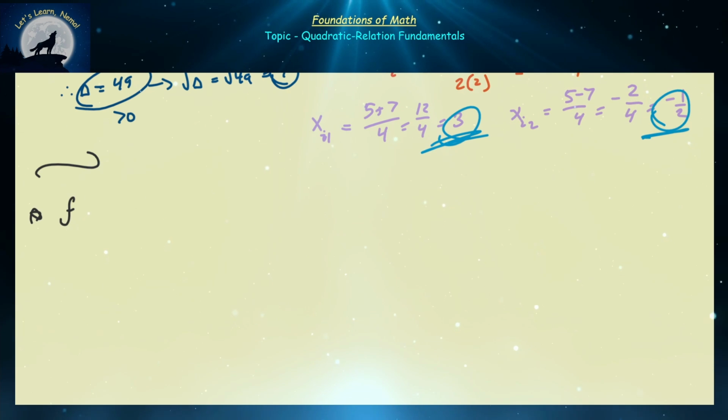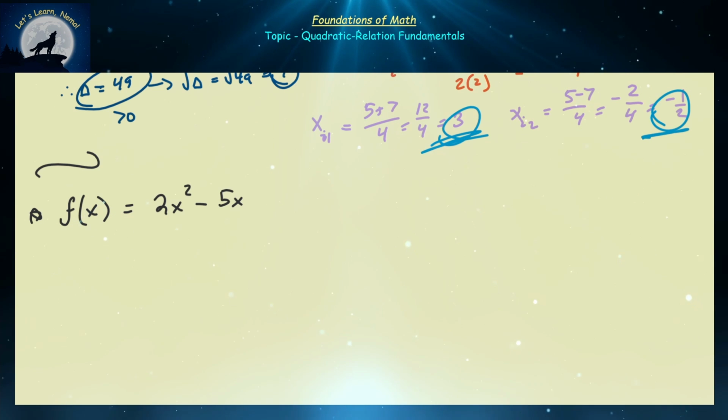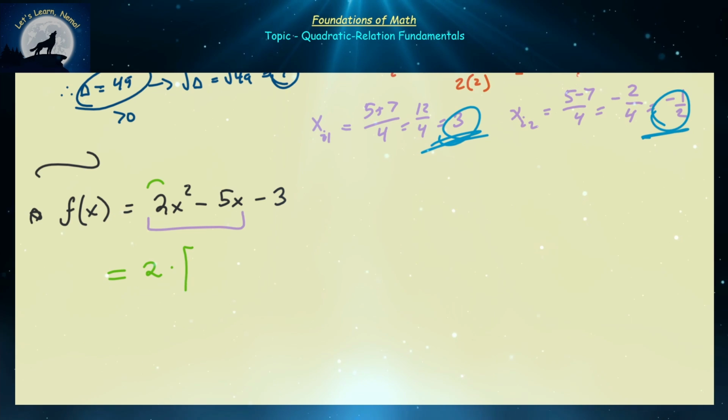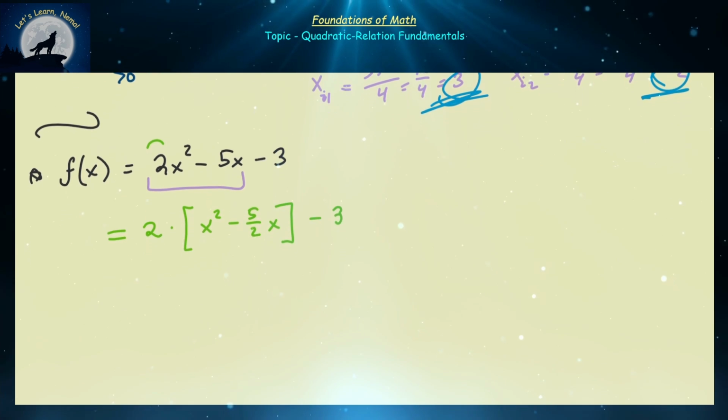In particular, let's look at our quadratic function f of x, which is equal to 2x squared minus 5x, and then we have our minus 3 term here. What I want to do is complete the square on just these first two terms. Notice that our leading coefficient is not 1, so we have to factor that out and deal with fractions, but that shouldn't be a worry at this stage. So we're going to have 2 times (x squared minus 5/2 x), and I'm going to leave this constant term at the end alone until the end.